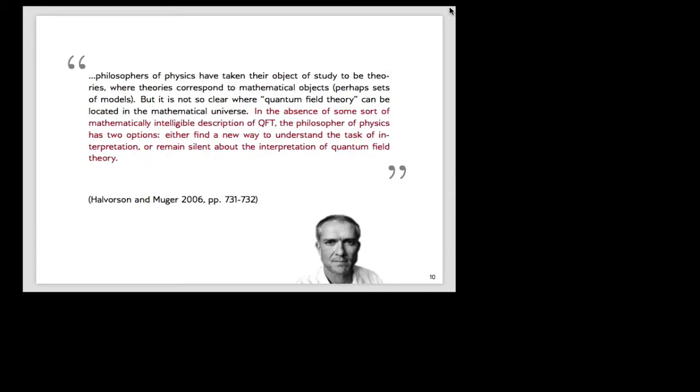Hans Halvorson puts the point even more forcefully, and he says that in the absence of some sort of mathematically intelligible description of QFT, and if the exactness requirement isn't satisfied, it's supposed to be in doubt whether we have a mathematically intelligible description of QFT. The philosopher of physics has 2 options: either find a new way to understand the task of interpretation, or remain silent about the interpretation of quantum field theory.